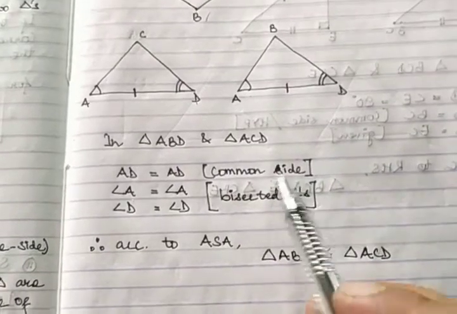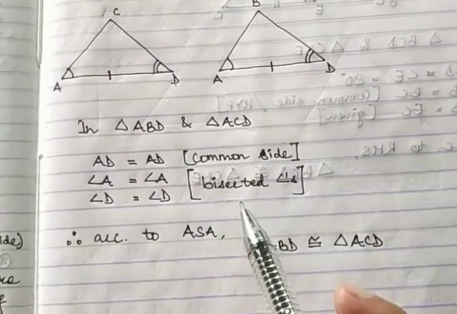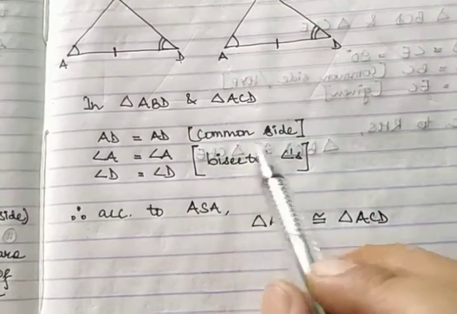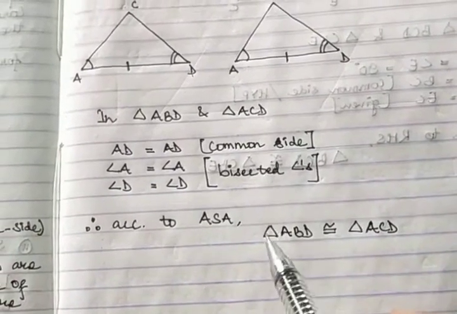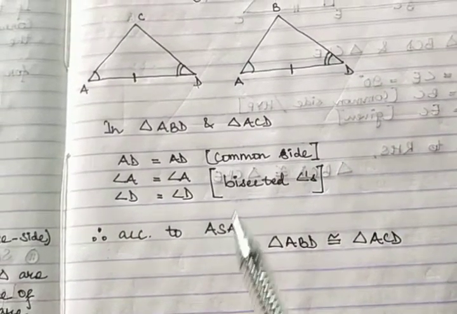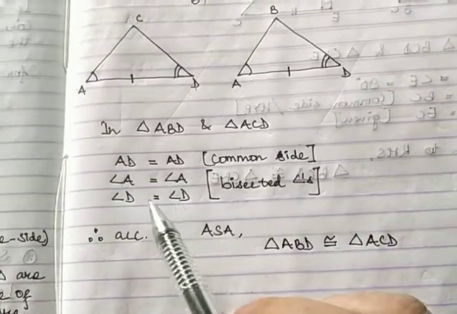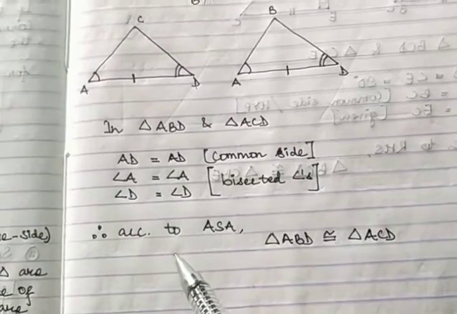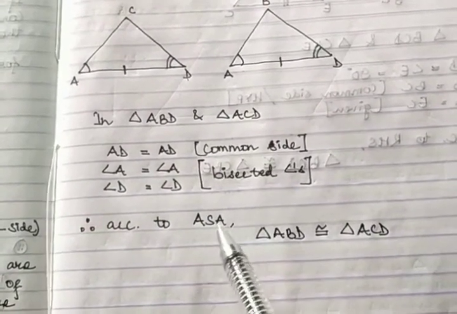As I have been telling you repeatedly, before writing anything in geometry, whether it be about angle or side, the reasoning is very important. This is where you will get your marks. If you don't write this, even if everything is correct, some percent of your marks will be deducted. So this AD is the common side, and angle A, angle A, angle D, angle D, bisected angle. So we know two angles and one side. Which rule will be applicable? ASA, angle side angle, isn't it?